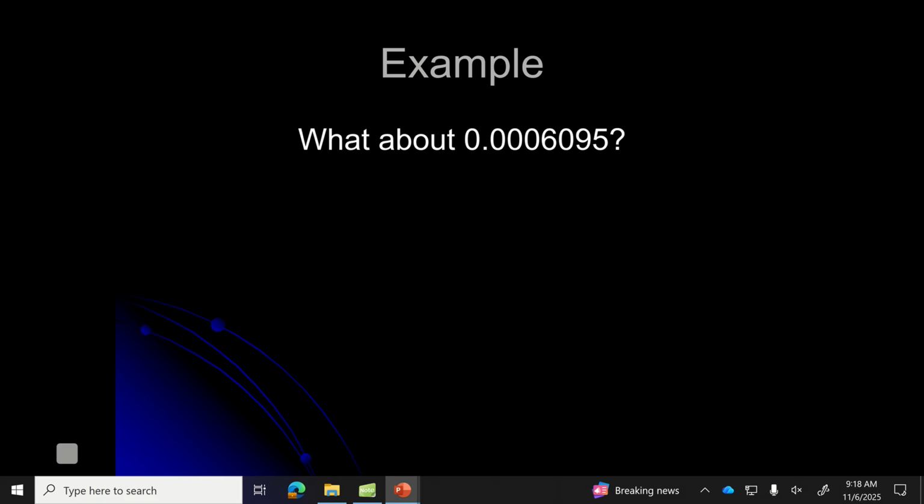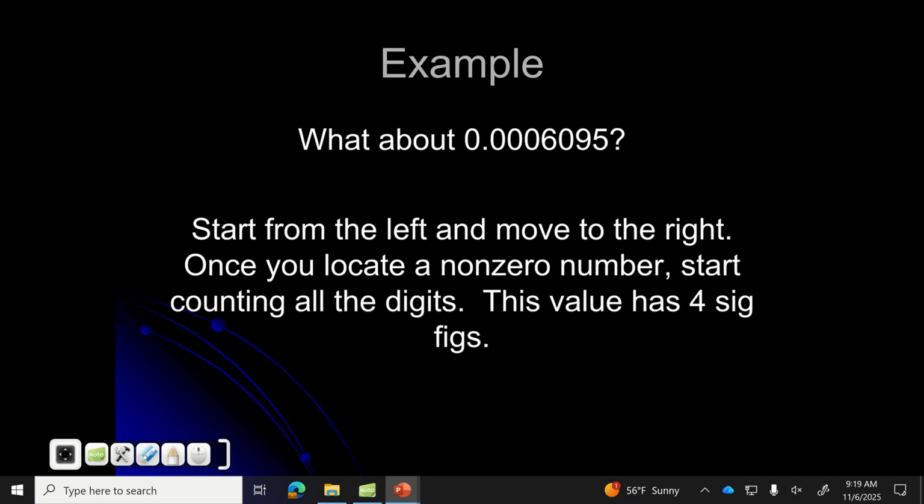So what about this one? 0.0006095. Now I see the decimal point, so I'm going to come from the Pacific. So I start moving on in until I hit a non-zero number, which would be the 6. So I have 1. Hey, there's another 0, but I've already started counting, so I count that one. 2, 3, 4. So zeros can be significant if they're after our first significant digit that we've counted. So there's 4 sig figs in this particular problem. Start from the left and move on over.